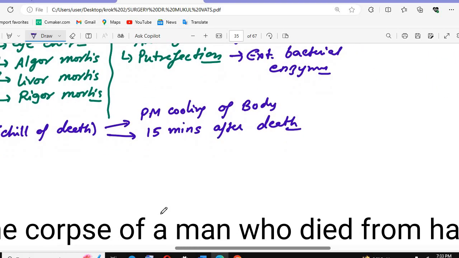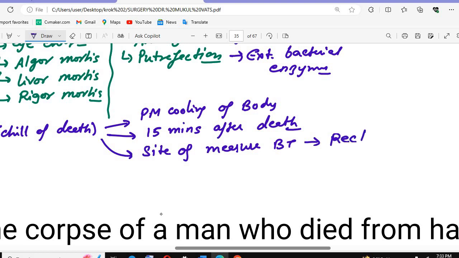Okay, एक question और है, not for Croc one, but they can ask you for the Croc also. Which is the best site, or the common site, to measure the body temperature? So that is the rectum. The rectum is the most common site to measure the body temperature.